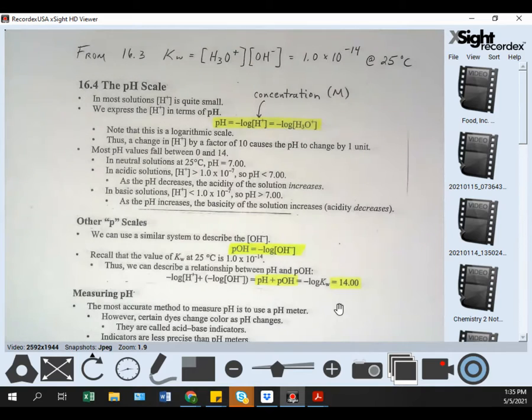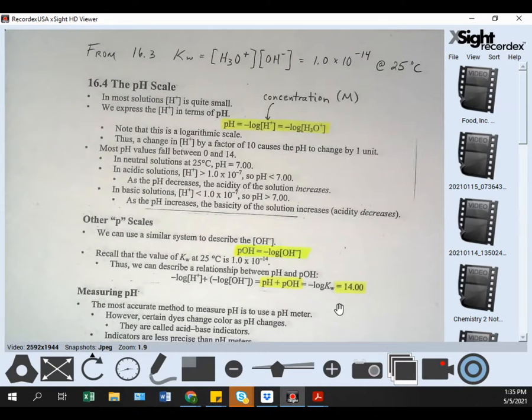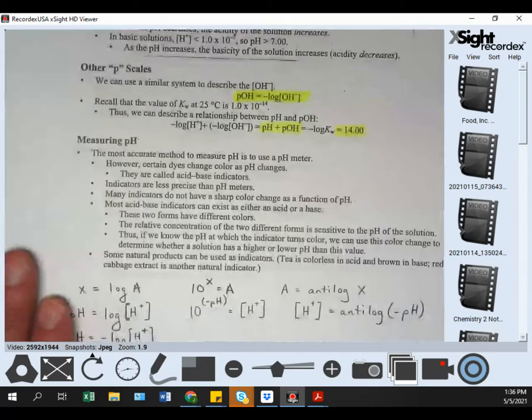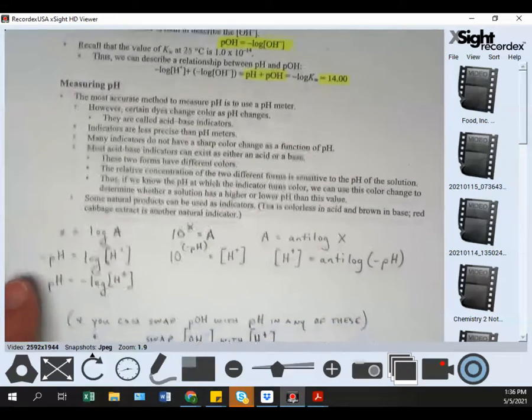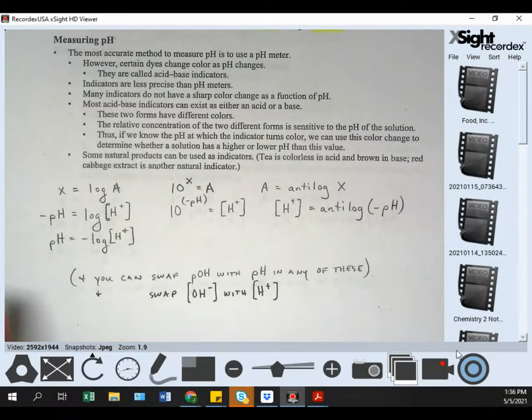All right. So I have some other equations here to help make your lives easier, because based on what they give you, they're expecting you to know how to do the math.